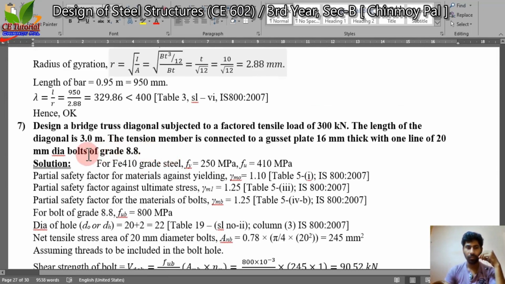In our next video we shall go for another design of a truss.